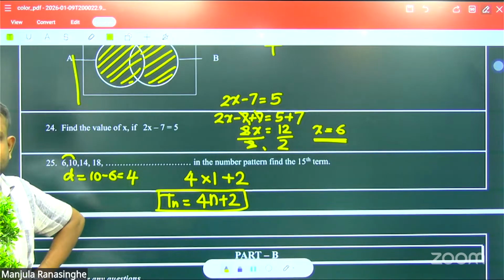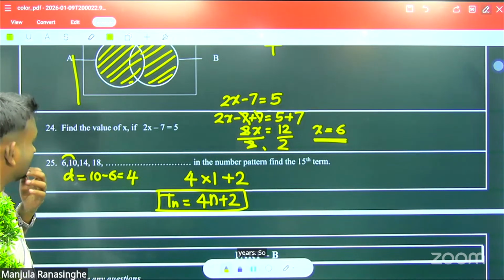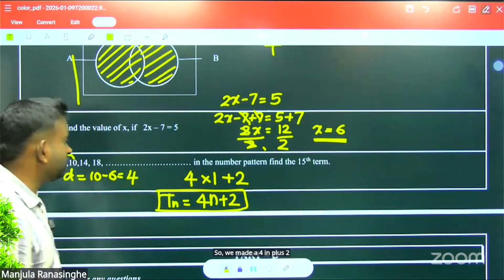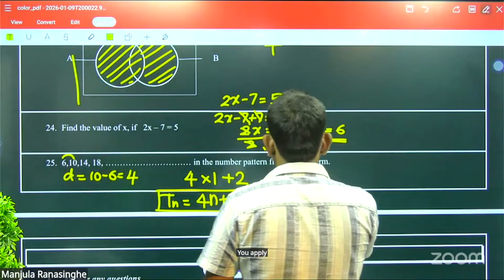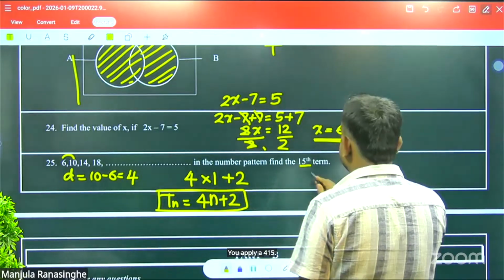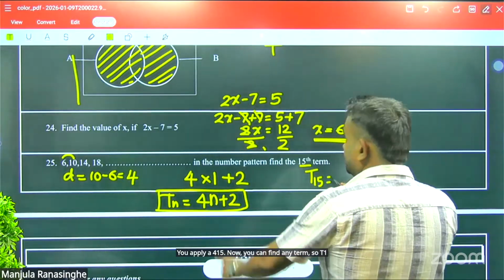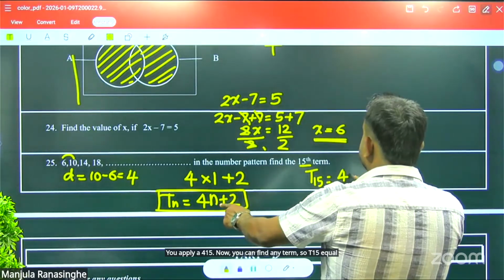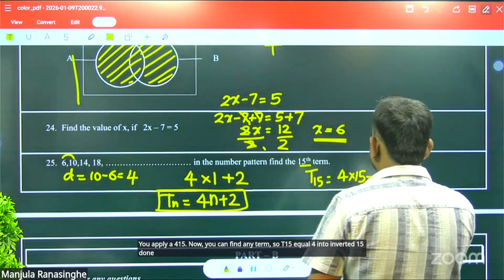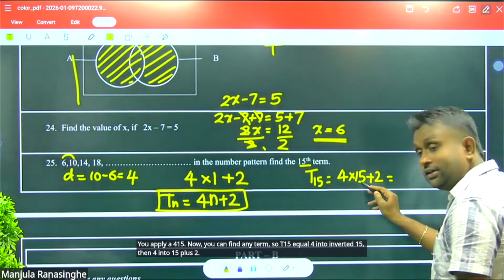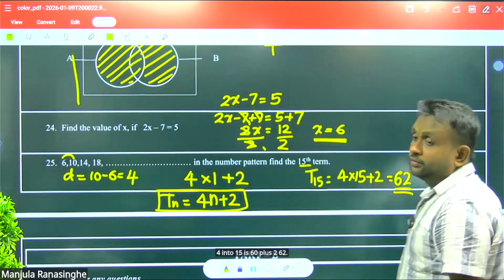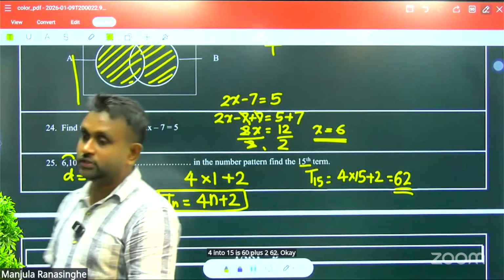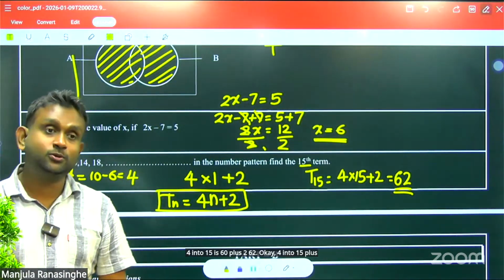15th term. Yes. So we built up 4n plus 2. Then they're asking about the 15th term. For n, you apply 15. Now you can find any term. So T15 equals 4 into 15 plus 2. 4 into 15 is 60, plus 2, 62.